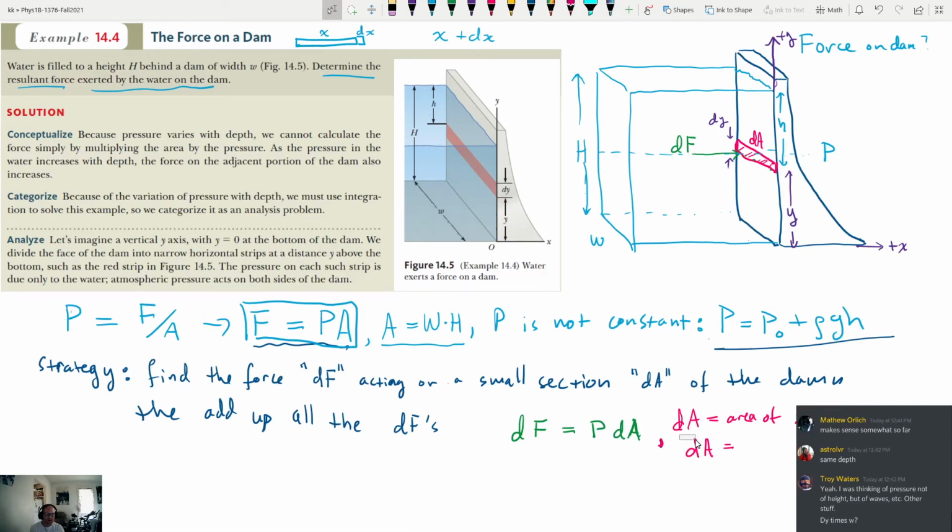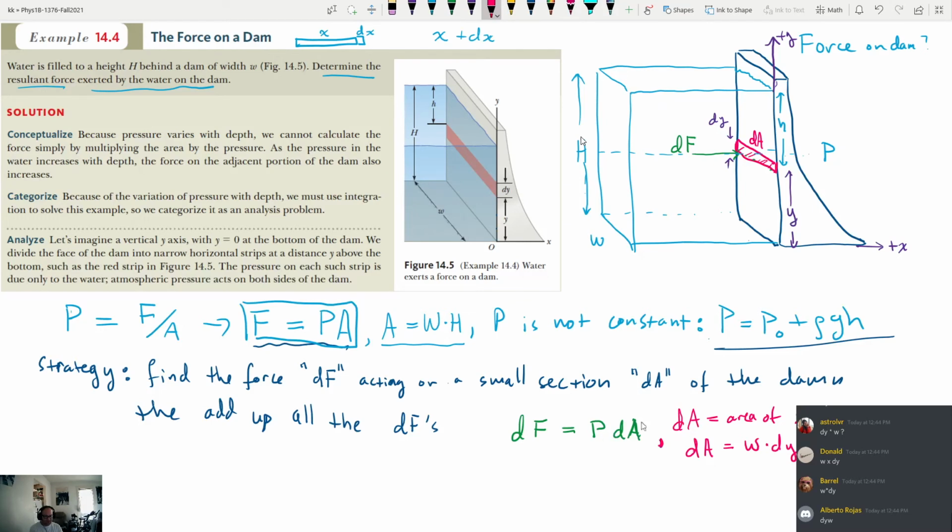It's going to be the area of the strip. dy times w. That's exactly right, Donald, because area is just width times height. The width is w in this direction, and then height is dy. So you get dy times w exactly. So we're going to write it as w times dy. What else do we have?